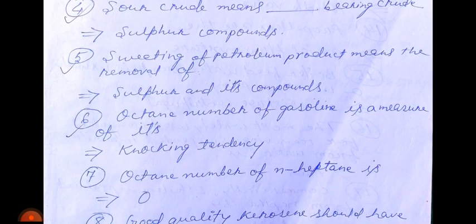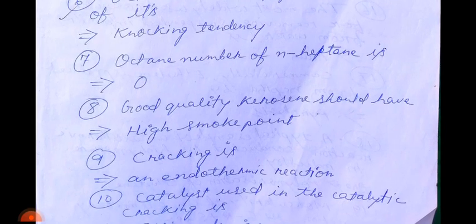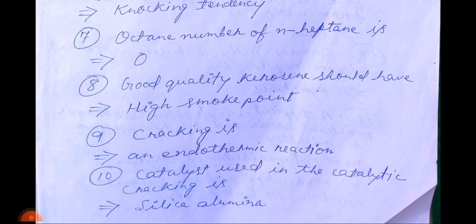Octane number of gasoline is a measure of its knocking tendency. Octane number of n-heptane is 0. Good quality kerosene should have high smoke point. Cracking is an endothermic reaction. Catalyst used in the catalytic cracking is silica alumina.